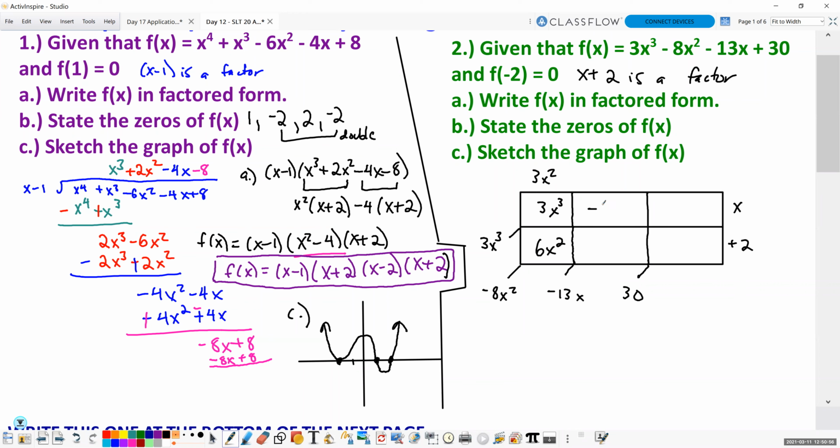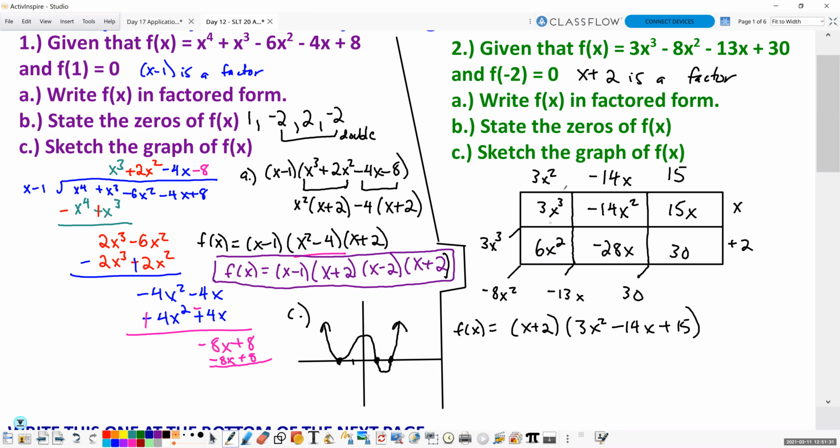Negative 8 minus 6 becomes negative 14x squared. Negative 14x squared divided by x is negative 14x. Negative 14x times 2 becomes negative 28x. Now just be really careful here. Negative 13 minus negative 28 becomes 15x. Divide, you get 15. Multiply back, you get 30. So we start off letter A with the factorization x plus 2 times 3x squared minus 14x plus 15.